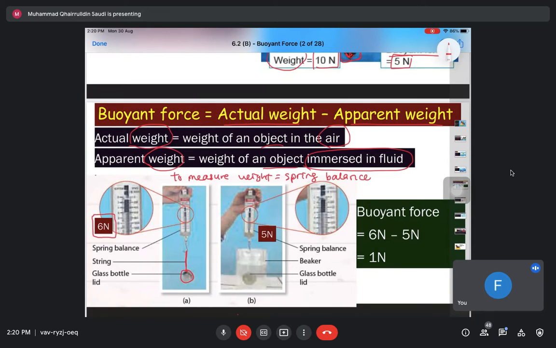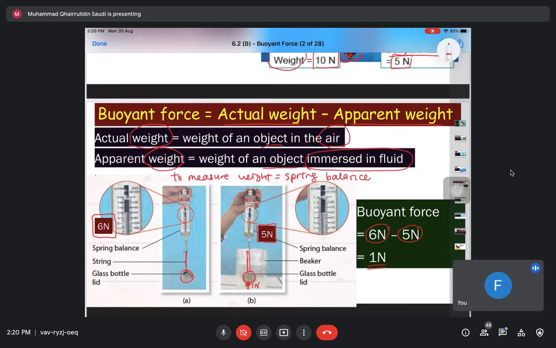But when we immerse the object, bukan stone, glass bottle lid, when we immerse the glass bottle lid in a fluid, contoh fluid ni sekarang ni water lah, the weight is 5 Newton. So what is the buoyant force that is acting yang menolak glass bottle lid ni ke atas? We take the actual weight minus the apparent weight. So we have 1 Newton. So only 1 Newton of force acts on the glass bottle lid.